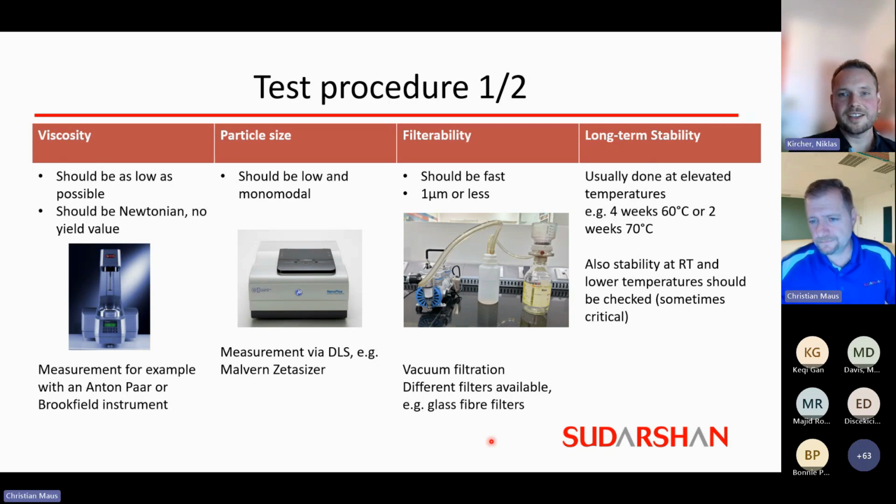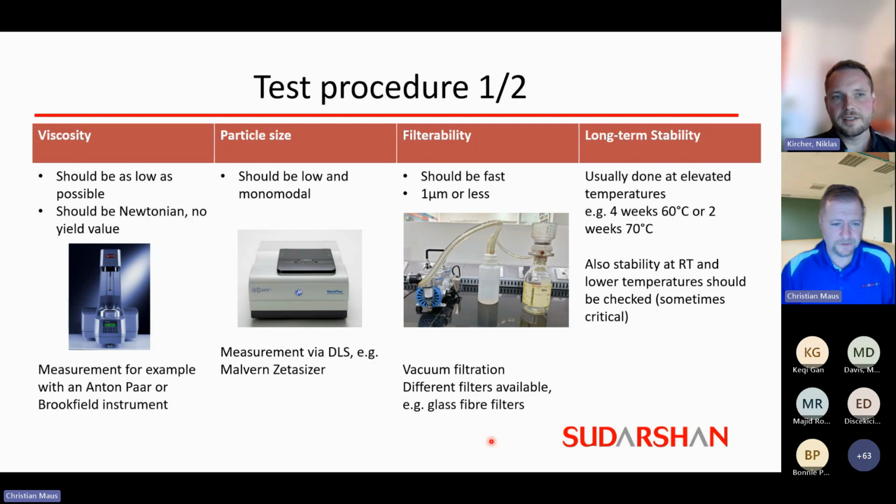Last point on this slide is long-term stability. That's, of course, also very important. That is usually done at elevated temperatures. For example, 4 weeks at 60 degrees C, or 2 weeks at 70. So everybody's doing that a bit different. After that, you should check parameters like viscosity, particle size, and filtrability again. And there should be no difference, of course.